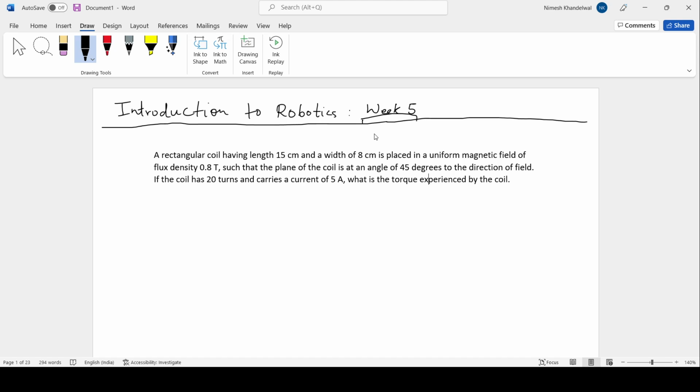And in this week, you have studied mostly the structure of the DC motor, basically how it is made, how the torque is produced, and all that. So we'll be doing just some very basic problems related to the DC motor, and these will also help you in the assignment of this week.